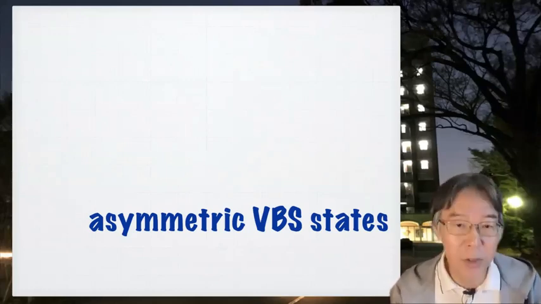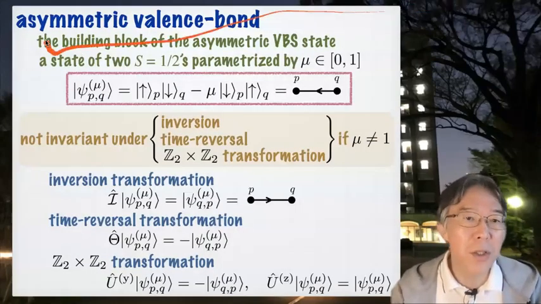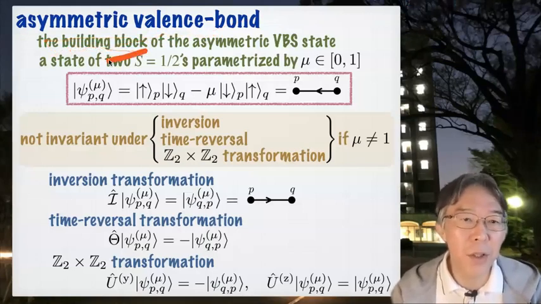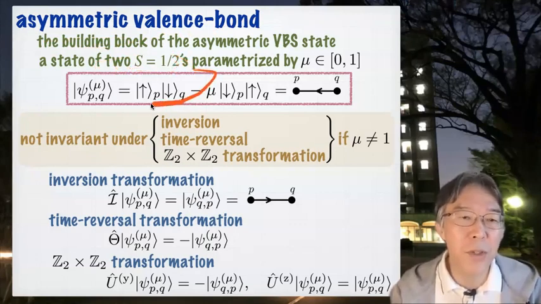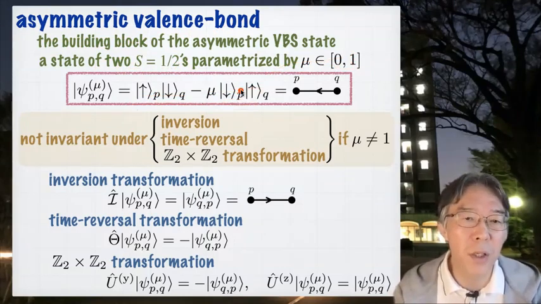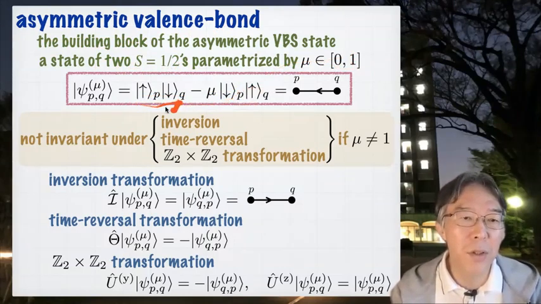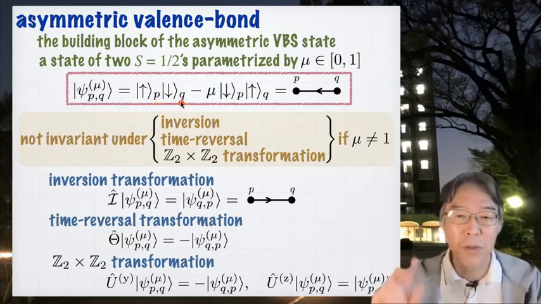Okay, now I want to explain what we have done in the present paper. I'm going to define something that we call the asymmetric VBS states, the asymmetric valence-bond-solid states. So I start with the asymmetric valence bond, which is the building block. And this is very simple. This is a state that consists of 2 spin 1/2s, like a spin singlet. Well, it's actually almost a spin singlet, but with a new parameter mu, which runs between 0 and 1. So when this is 1, this is just a spin singlet. When mu equals 0, it's just up-down. Okay, so it's not symmetric. It changes if we switch P and Q.